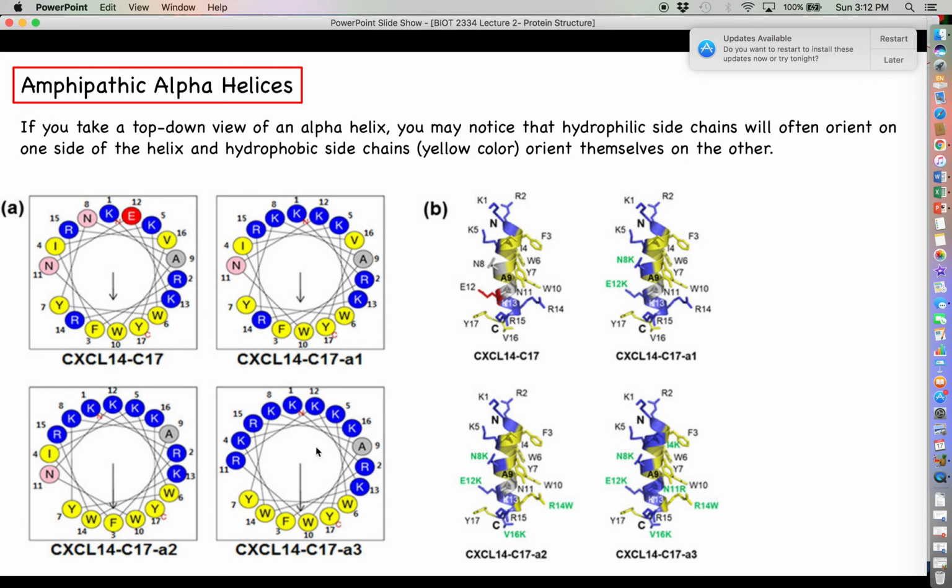So this first figure, this set of 4 figures labeled A, you'll notice that in most cases we tend to have all the yellows on one side, which are hydrophobic, and all the blues on the other side, which are hydrophilic. This is nice because, depending on the final structure of the protein, we can position this alpha helix such that the blue side, which is hydrophilic, can protrude out towards the solvent and interact with the water, which is just what hydrophilic side chains would want to do.